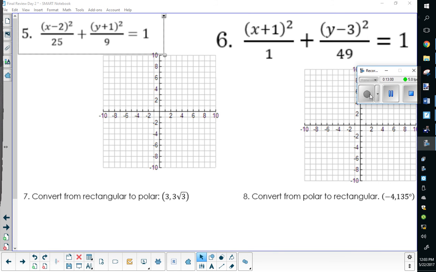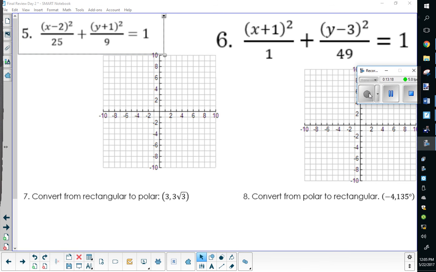Here we go. Number 5, we are graphing. Okay, so this should be easy. We just finished it. Go ahead on your paper and graph that ellipse. X minus 2 squared over 25 plus y plus 1 squared over 9 equals 1. I don't need foci. All I need is for you to graph that thing. Go ahead and do that for me real quick.